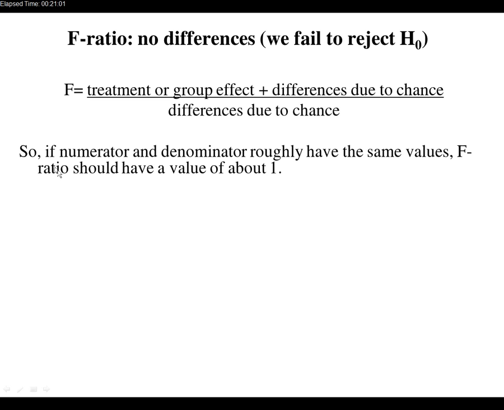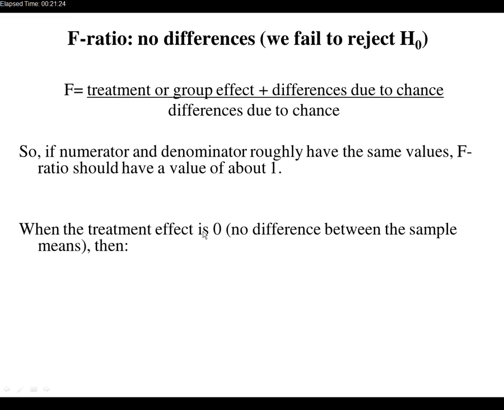All it means is that if the numerator and denominator have the same values, the F ratio should have a value of about 1. Why? Because if you're dividing 6 by 6, 6 into 6 goes 1 time. All right, 7 into 7 goes 1 time. You get it? It's not complicated.